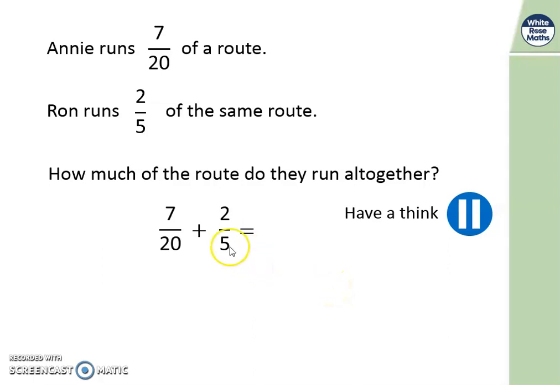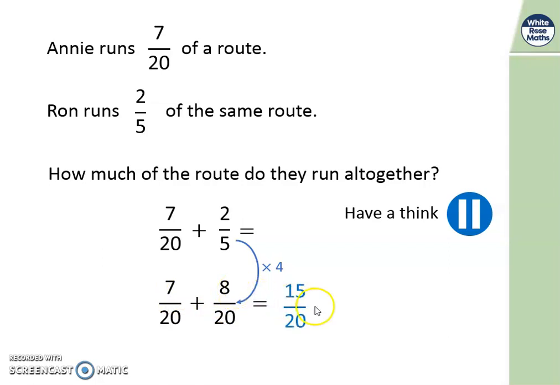Let's see how you did. What would I need to do to 5 to make it into 20ths? I'd need to multiply it by 4, correct. So I do the same to the numerator. 2 times the 4 gives me 8. 8/20ths. Now I can do 7/20ths, add 8/20ths, which is 15/20ths. Well done if you got that answer.